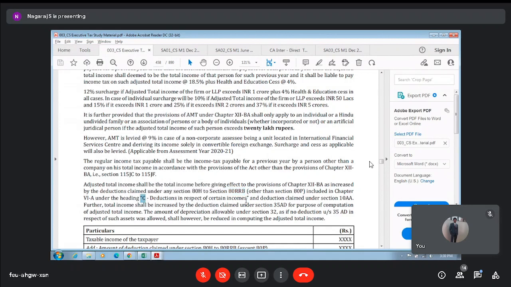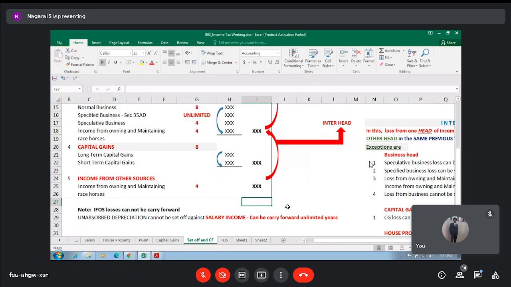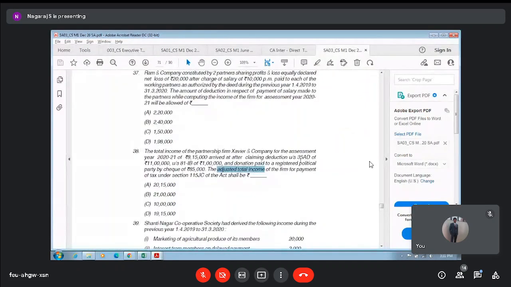Deductions in respect of certain incomes. On the incomes, whatever deduction you have claimed. Deduction claimed under section 10AA: was there 10AA income? No. Was there 35AD income? Yes, it is there. 80IB is there, and donation paid to a registered political party by cheque, 85,000. Adjusted total income we need to calculate. What is the adjusted total income?